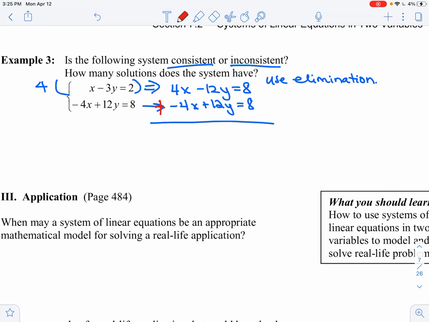I'm going to add them. And we know 4x minus 4x eliminate each other. 12y plus 12y also eliminate each other. So on the left side of the equation, we end up with 0. And then 8 plus 8 here is 16. So that is not a true statement. 0 cannot be 16. So we know that there is no solution. And by our vocabulary, we know that this is inconsistent.